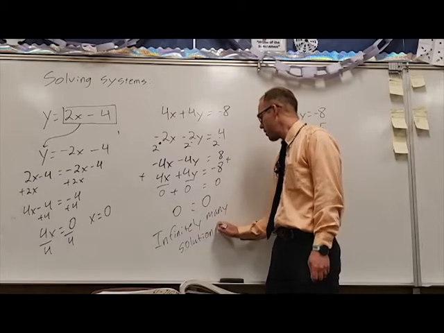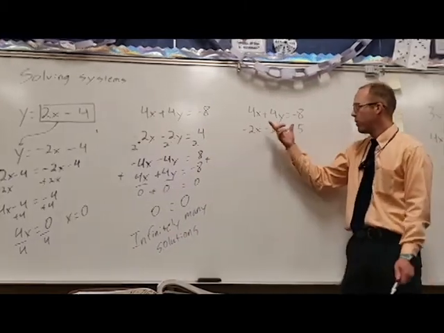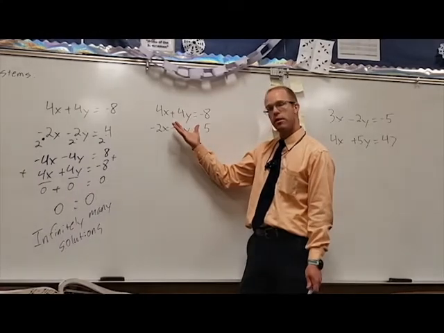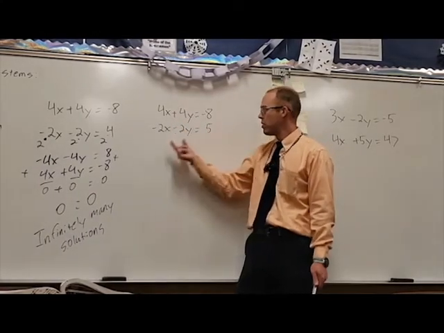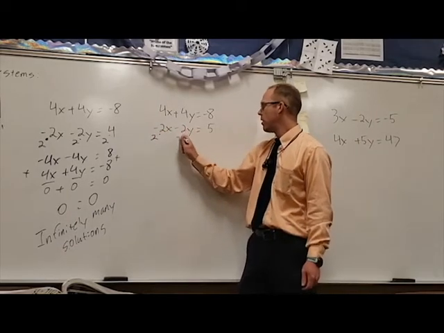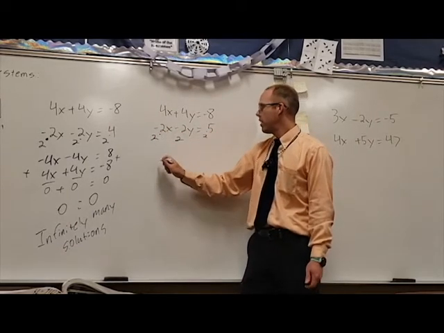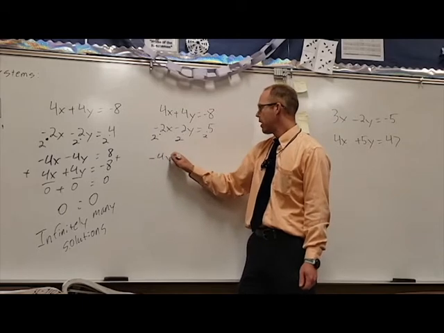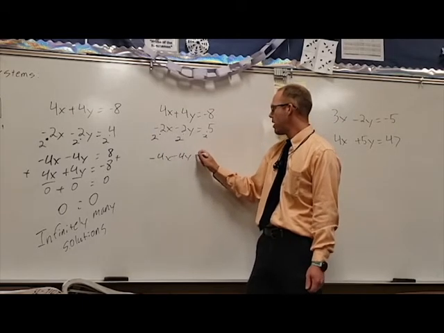Okay. Take a look at this one. You'll notice that this one is almost exactly the same as the last one, but I've changed this number. Instead of a 4, we have a 5. So if I do the same thing right here, we end up with -4x minus 4y equals +10.